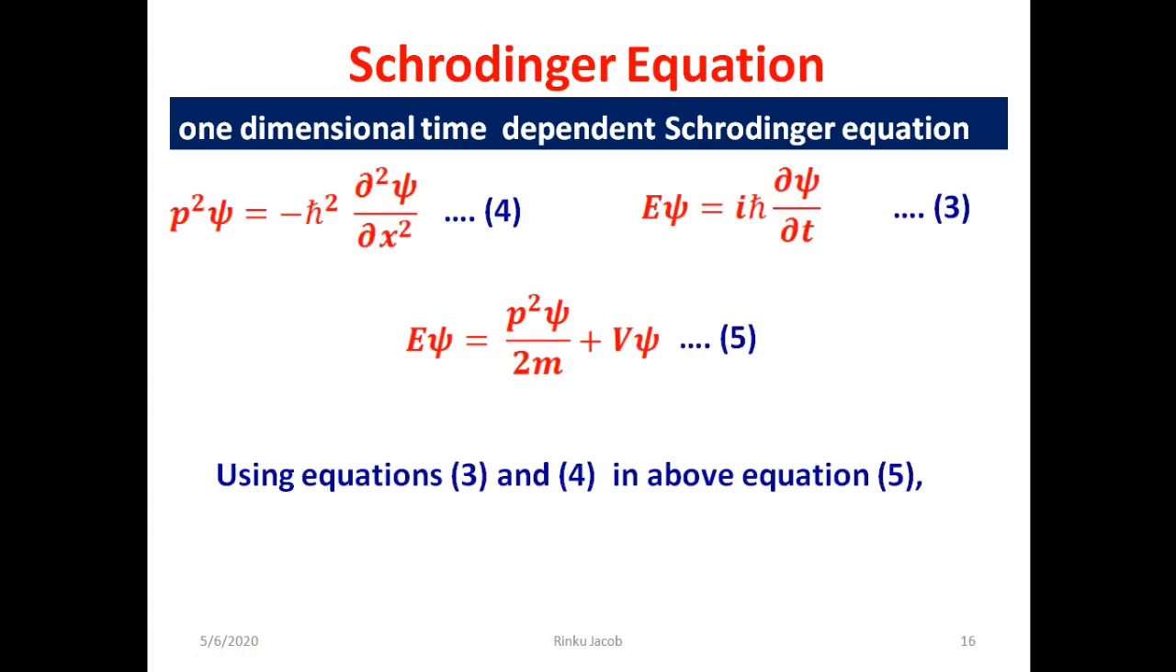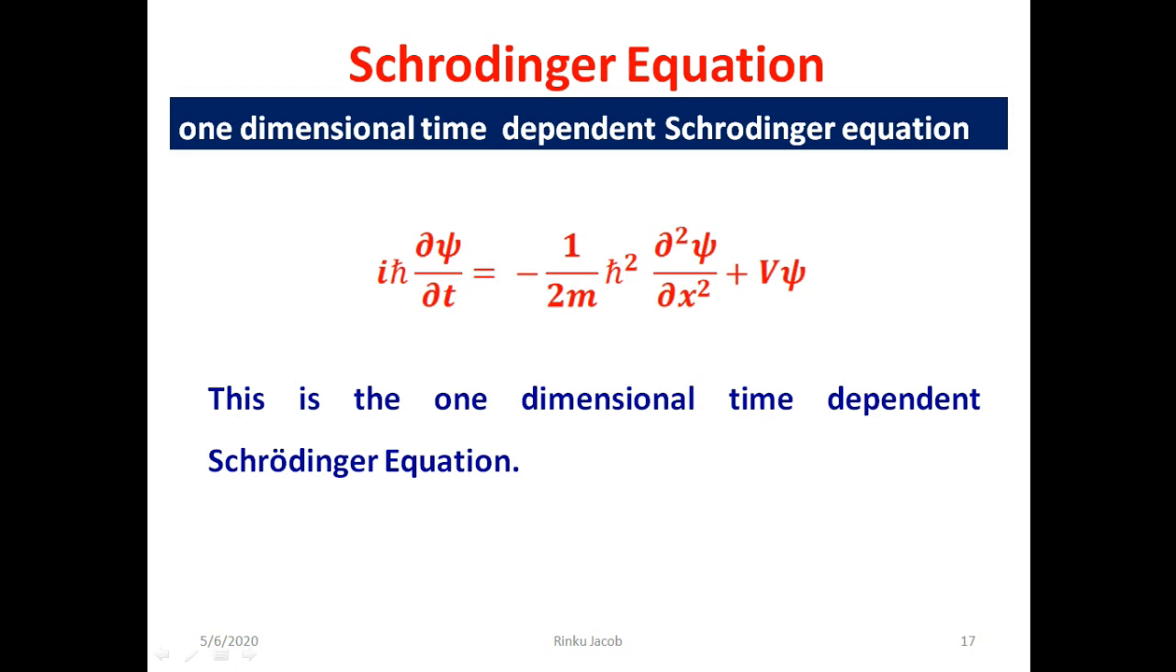Using equations 3 and 4 in the energy equation, we get iħ ∂ψ/∂t equal to minus ħ²/2m into ∂²ψ/∂x² plus Vψ. This is the one-dimensional time-dependent Schrodinger equation.